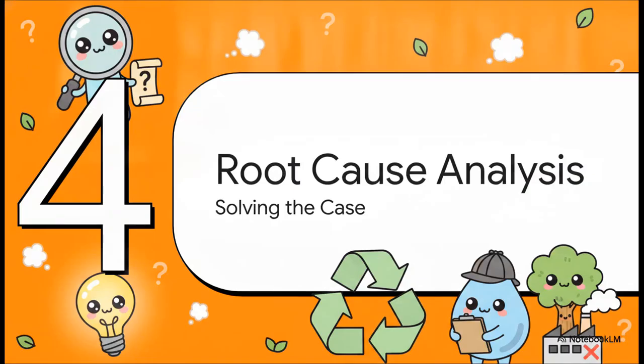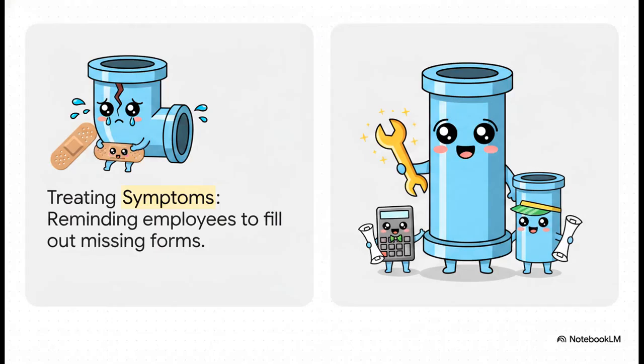Now for Section 4, Root Cause Analysis. This is where we truly solve the case. You know why superficial corrective actions usually fail? Because they just treat the symptoms instead of curing the underlying organizational disease.